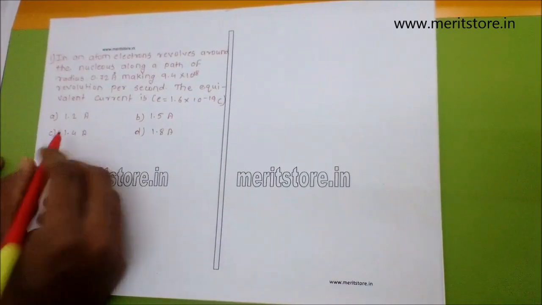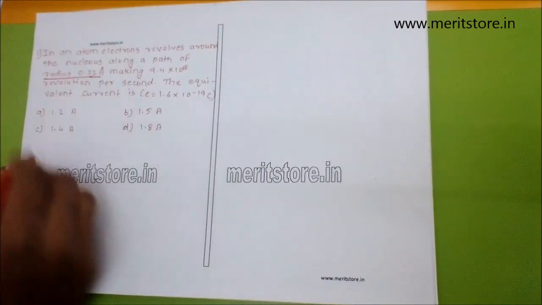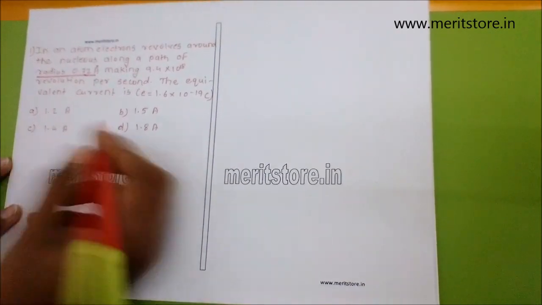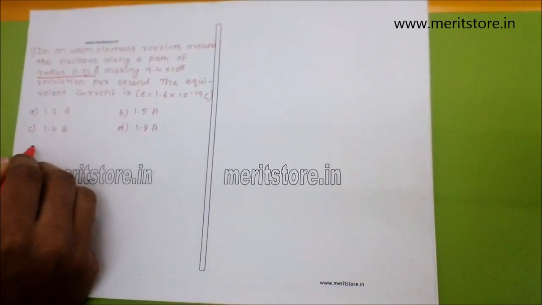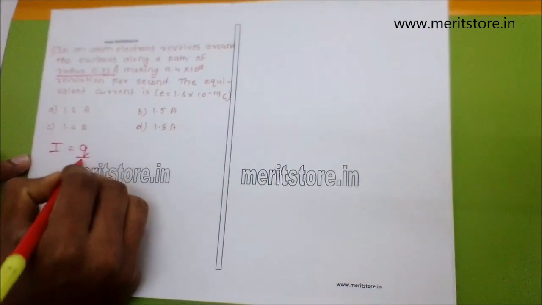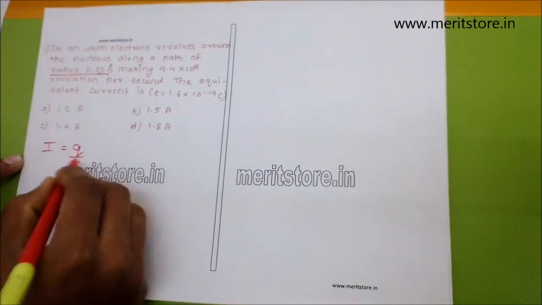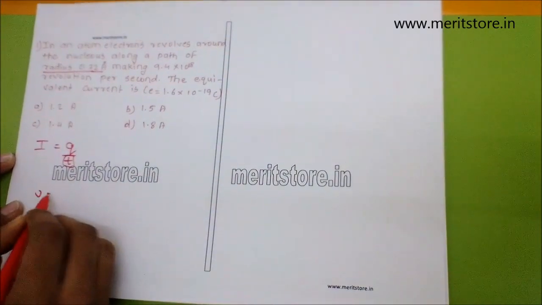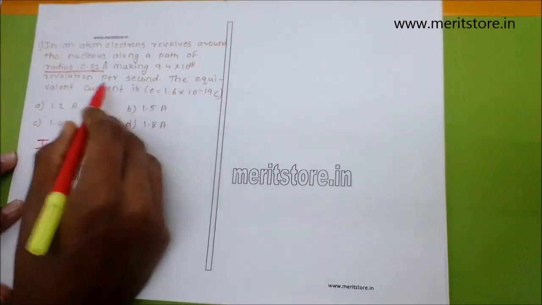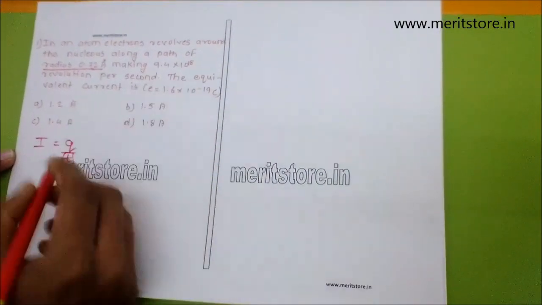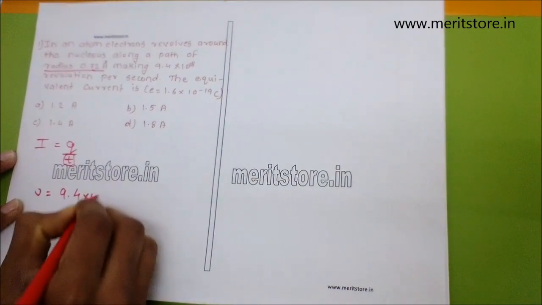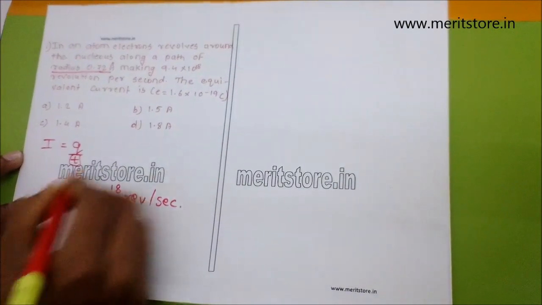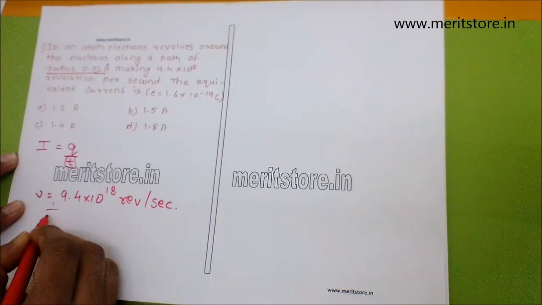In this sum, the radius is redundant data which is given and would not be necessary for the solution. The formula for current I is equal to Q upon T, that is charge per unit time. Over here, instead of time, they have given us the frequency, that is the rate at which the electron is revolving around the nucleus, which is equal to 9.4 × 10^18 revolutions per second. So we will be using this, which is a reciprocal of time.